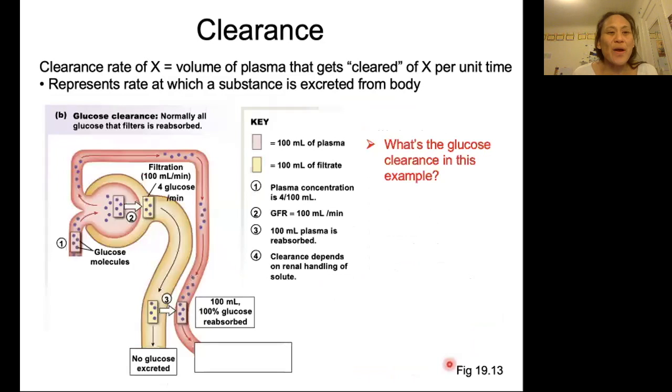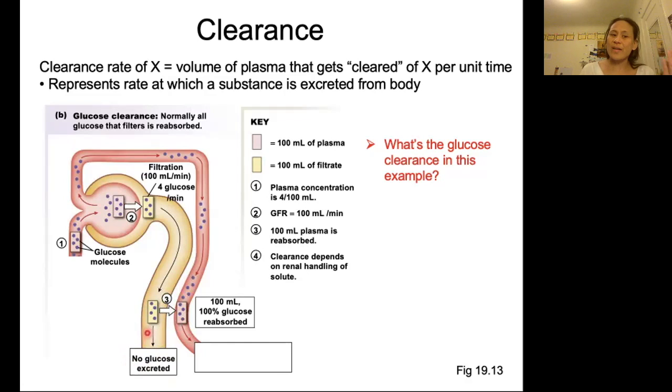Let's go over a couple more examples. Okay, so we're going to take a look now at glucose. We're basically starting with the same concentration that we had in our other example. We have 4 glucose molecules in 100 milliliters. All of that's going to filter in. When we go down here, all of that glucose is going to get reabsorbed into the bloodstream. As a result of that, we are not going to excrete any glucose.